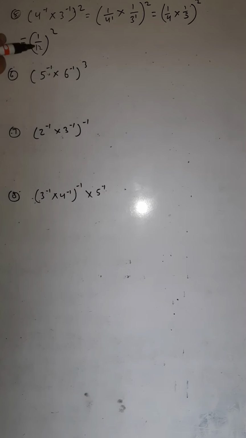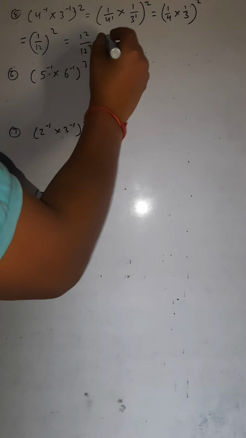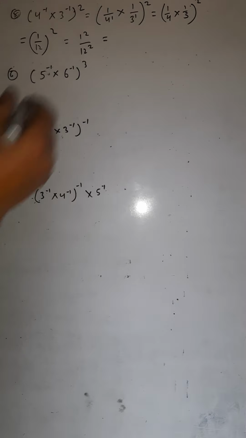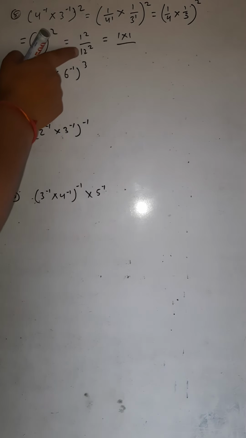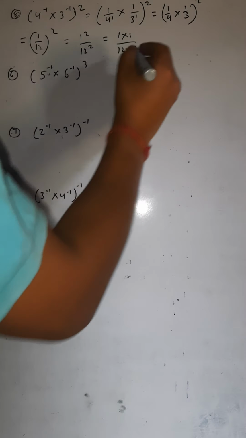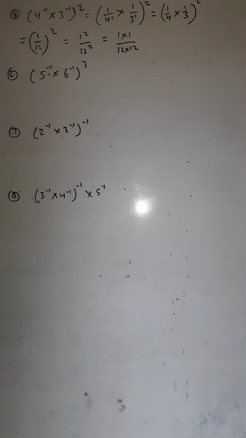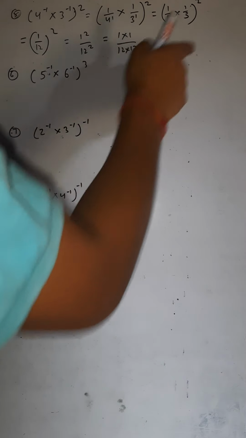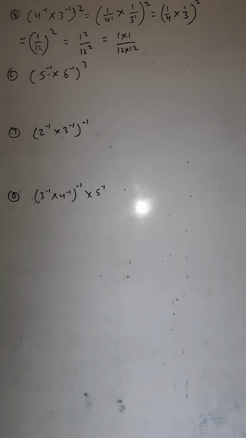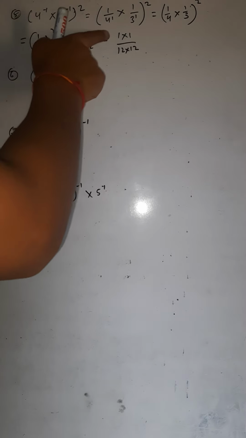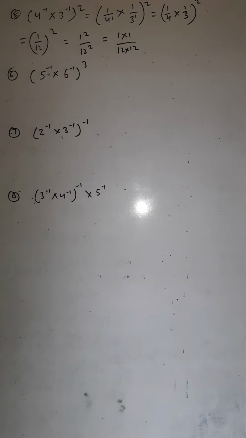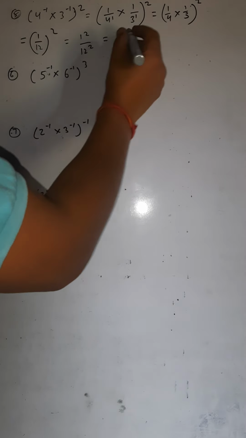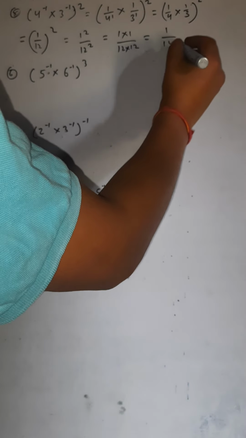So now what does it mean? 1 by 12 whole raised to the power 2 means 1 raised to the power 2 divided by 12 raised to the power 2 again. Okay? And 1 raised to the power 2 means you have to multiply 1 two times. And downside 12 raised to the power 2 means you have to multiply 12 two times. Okay? So if it is 3 here, then you have to multiply 12 three times. If it is 4 here, then you have to multiply 12 four times. Okay? And so on and so forth. So now 1 raised to the power 2 means 1 multiply 1, and 12 raised to the power 2 means 12 multiply 12. So can be written as 1 one is 1, and 12 multiply 12 is 144.